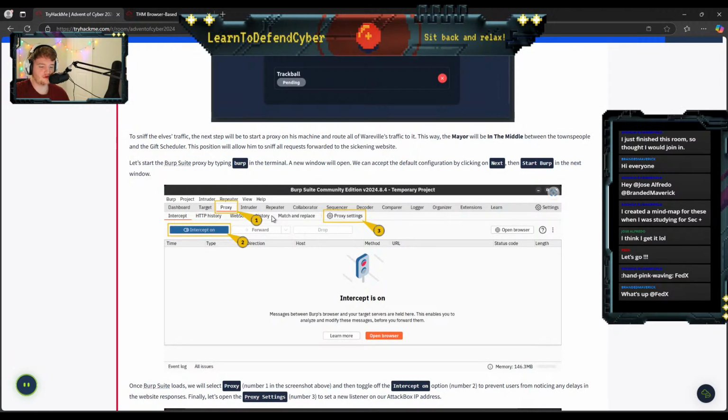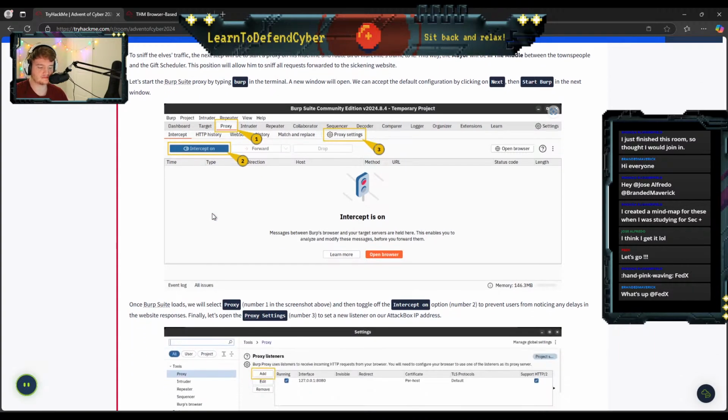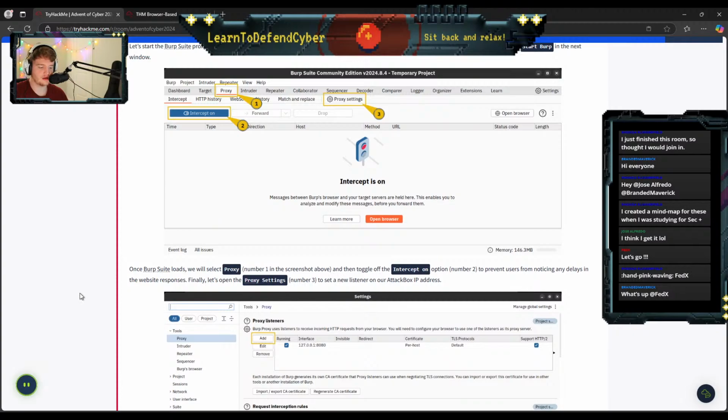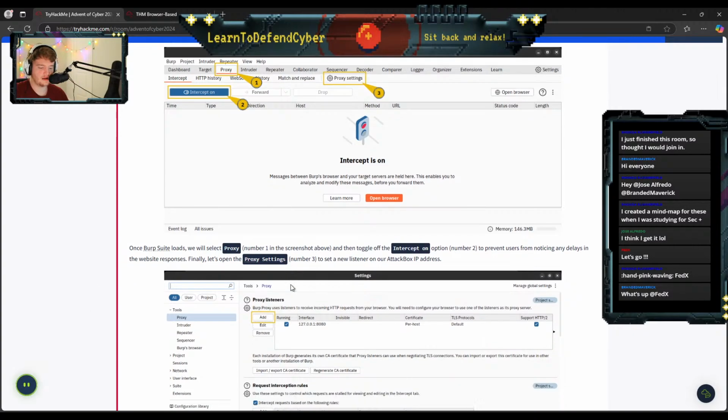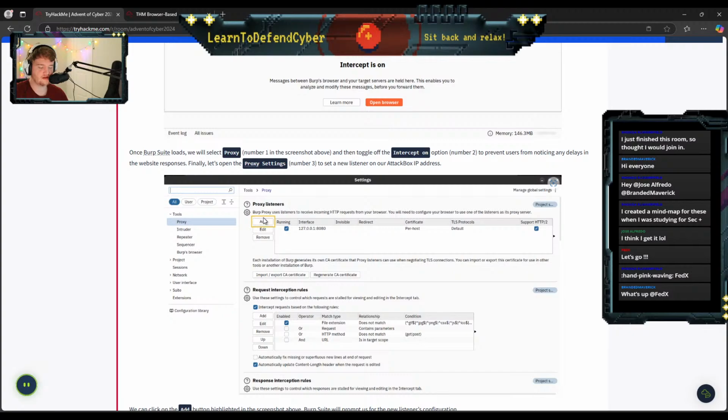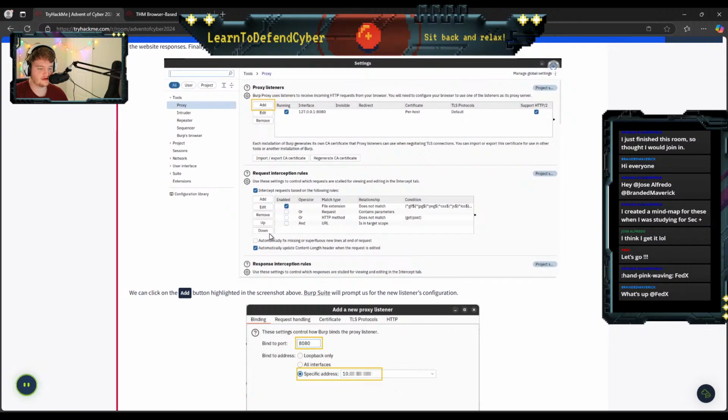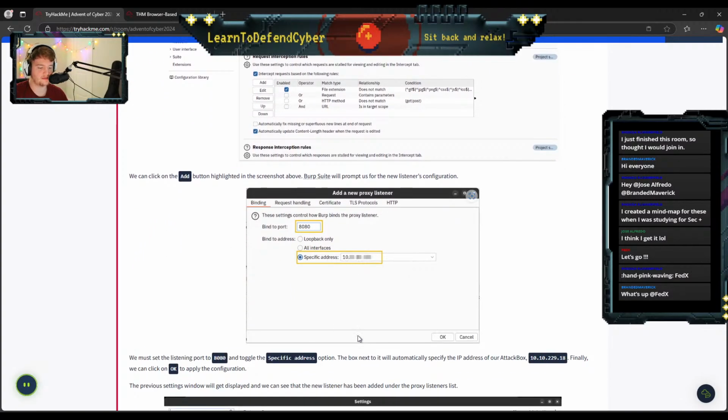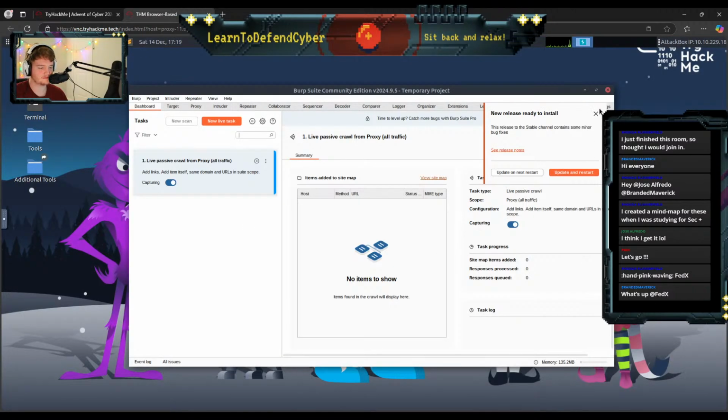And we can talk about what we're doing here. We're gonna have to go into the proxy settings. We can turn intercept off and just go through the HTTP history. Then we go into the proxy settings and add a proxy listener, it looks like, and we will be adding the IP address of our machine so that all of the traffic is proxied to us.